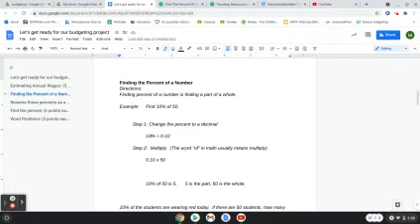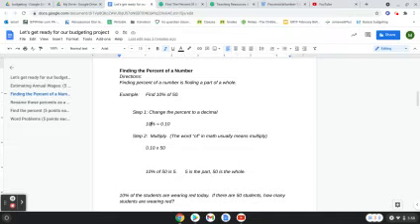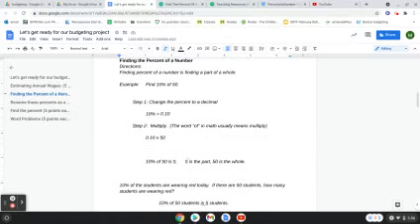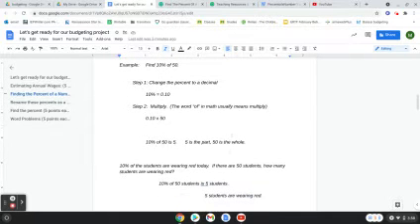Then, in order to find the percent, you're going to multiply. The word "of" in a math word problem usually means multiply. So in order to find 10% of 50, all you're going to do is 0.10 times 50. So 10% of 50 is 5. 5 is the part, 50 is the whole.